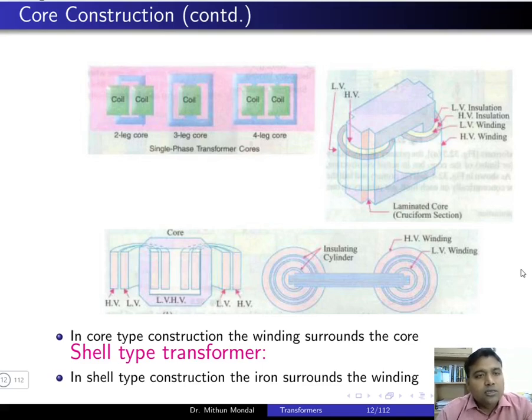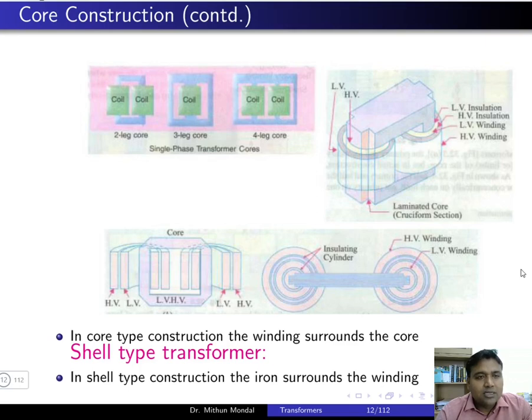So, welcome to the next lecture in electrical machines. We were discussing transformers, and in the first lecture of transformer, we have discussed the construction of the core as well as the importance of a transformer. So, we have discussed that transformer core can be made up of core type construction or shell type construction.